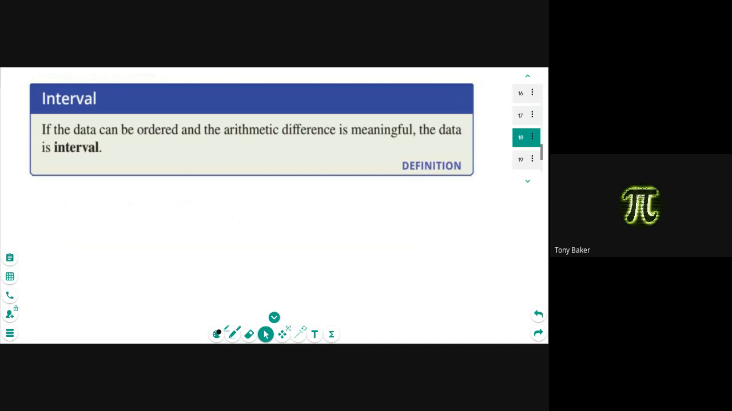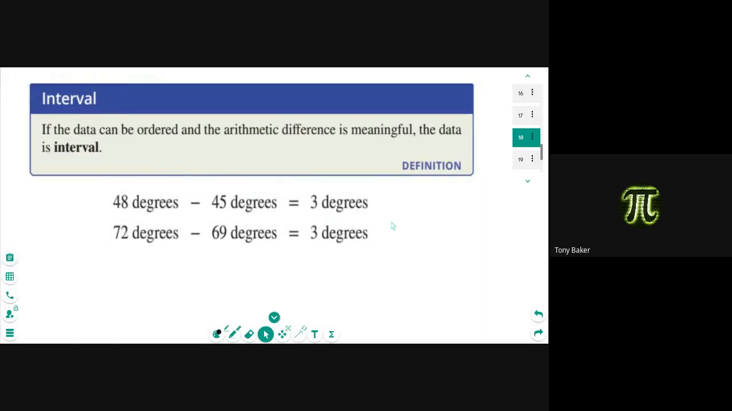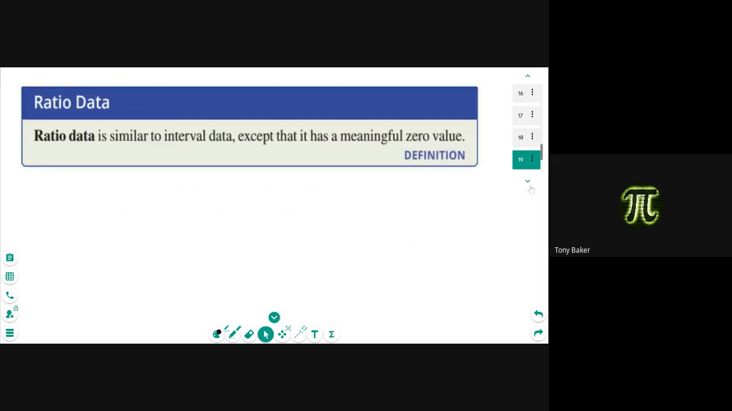The example they gave was temperatures. If we're looking at temperature differences over the day, 3 degrees makes sense. The change in the temperature was 3 degrees. That has meaning to it. Obviously, there's no way to subtract names or add names, so these have to be numerical values. The last one is ratio.